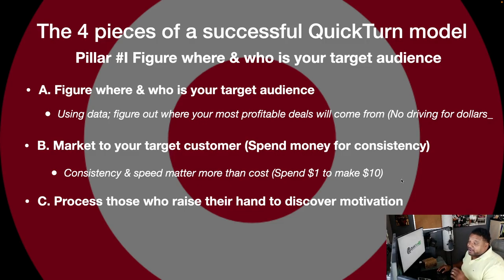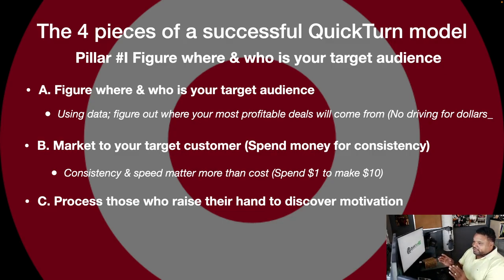Now, the other thing about consistency is the process. You're going to process the people that raise their hand to discover motivation. You can use data to figure out where you should be marketing, if that makes sense. But at the same time, the second part, so let's look at it this way. Let's say there are 100 real estate investors. And of those 100 real estate investors, 50 of them don't even go out and try to talk to sellers directly. 50 of them just go through a realtor and try to find deals. So you're going to beat out those 50 just following this process.